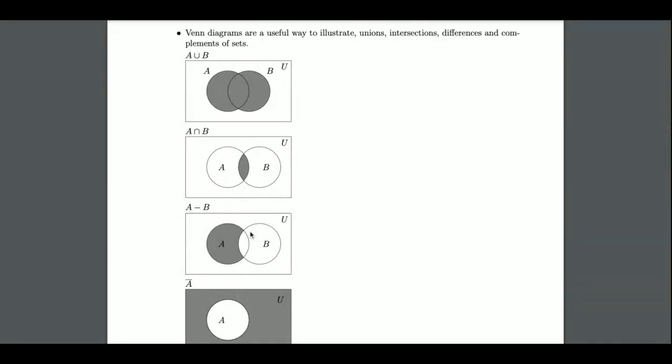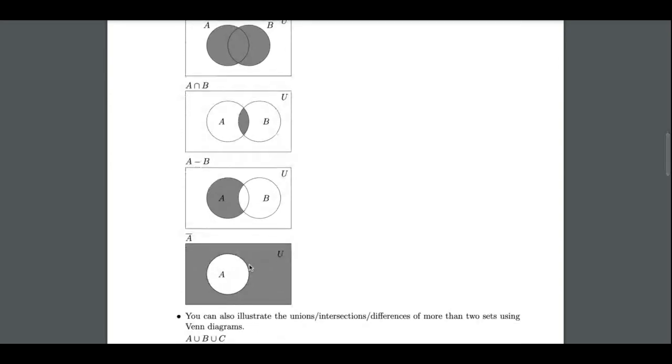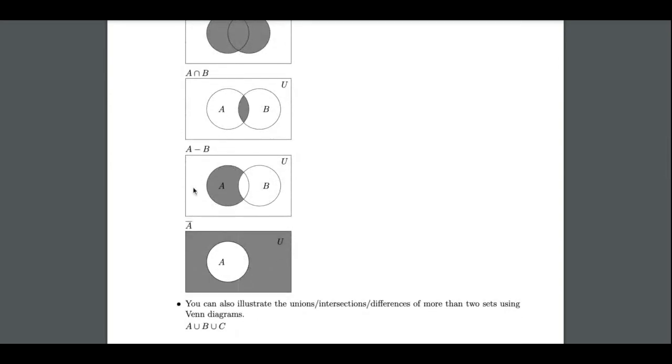A minus B are those elements in A but not in B. Right? In A, not in B. So this is the shaded area, A subtract B. And then you can think about B subtract A. B subtract A would be this part, the elements in B but not in A.